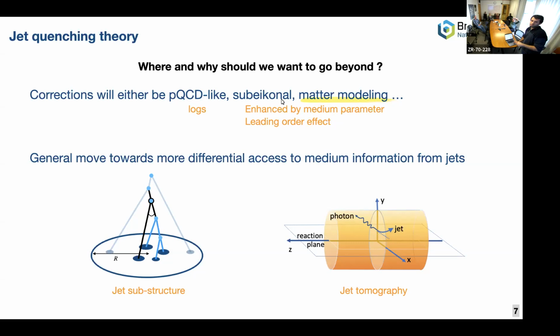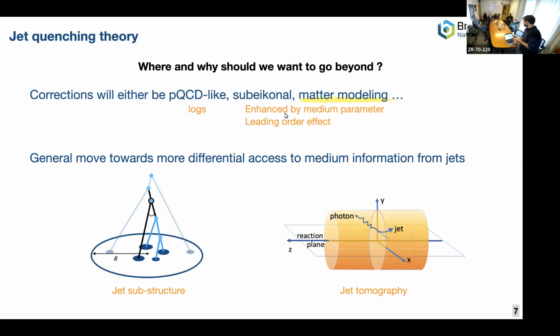But besides that, you can also look, for example, at subeikonal corrections, which keep track of terms which are suppressed in this energy expansion that I mentioned, and also another important point, which is what I'm going to talk about afterwards, is to improve the way you model the matter where the jet is evolving.